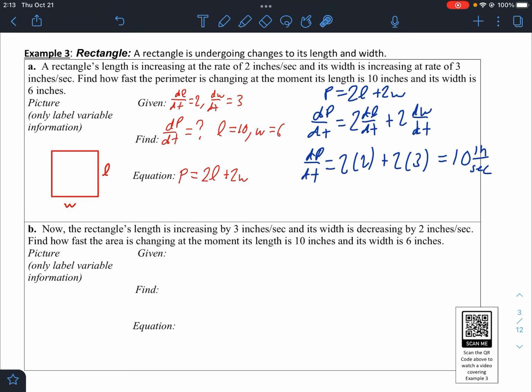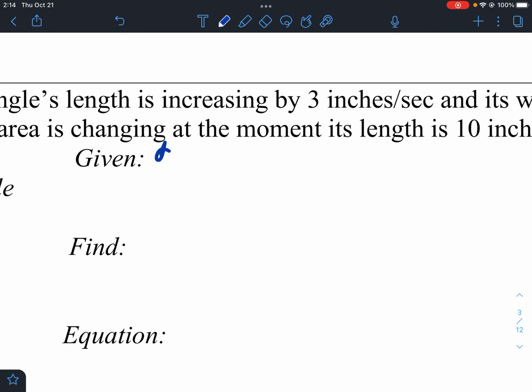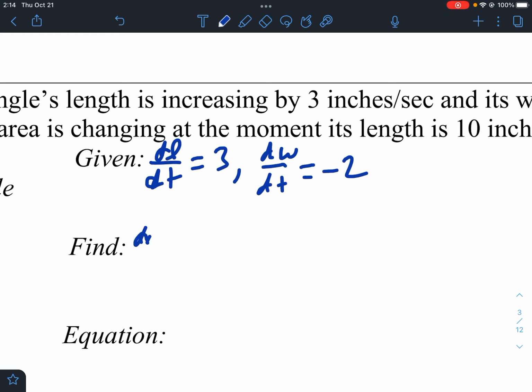Part B says, now the rectangle's length is increasing by 3 inches per second and its width is decreasing by 2 inches per second. All right. So dL dt is 3, but dW dt is negative 2. Find how fast the area is changing. If we're supposed to find dA dt, but again, when L is 10 and W is 6.